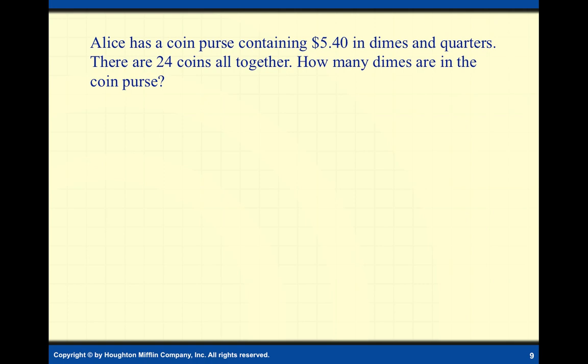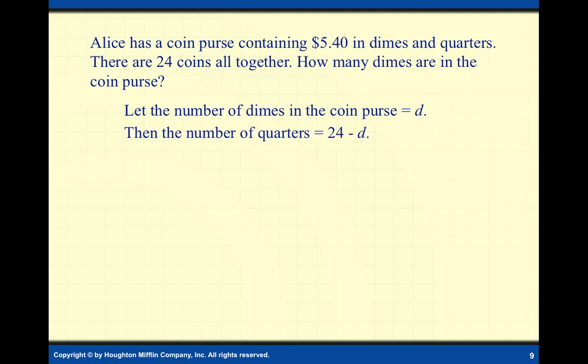How many dimes are in the coin purse? So, ilan daw yung dimes doon sa coin purse? So, let the number of dimes be D, and the number of quarters is equal to 24 minus D. Okay? Kasi kung yung dimes ay D, therefore, yung matitira sa D na yon ay quarters. So, kaya 24 minus D. Okay? Kasi ang total nila ay 24.